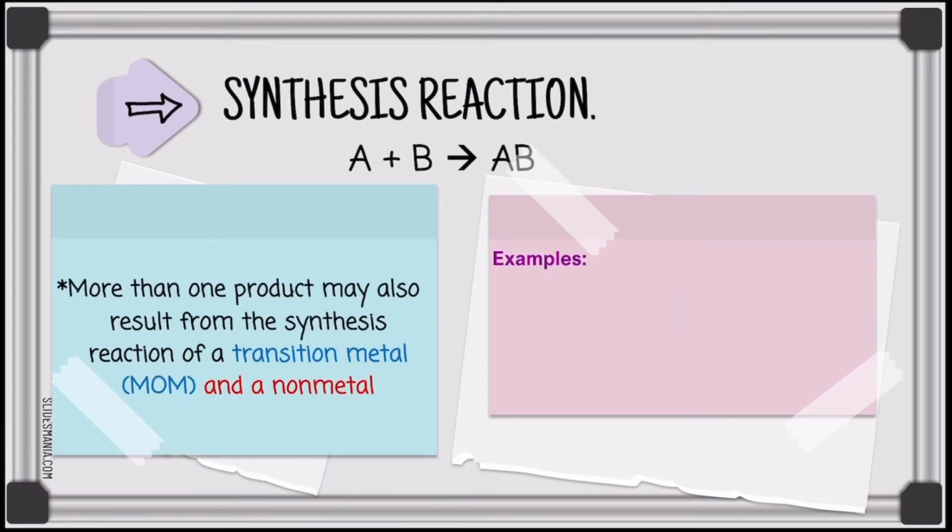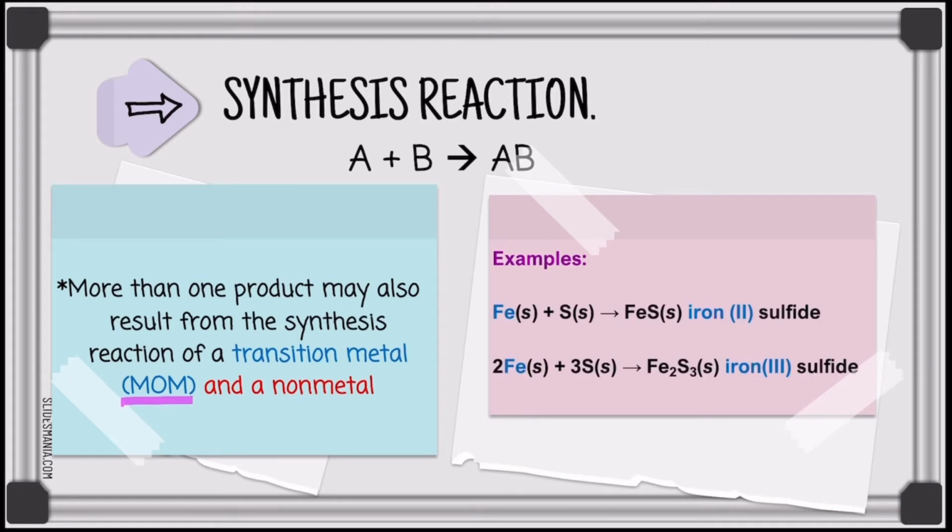Another example of a synthesis reaction occurs when combining a transition metal or a multiple oxidation metal and a nonmetal. When that occurs, more than one product can also be the result of this reaction. For example, when we combine iron and sulfur, we can obtain either iron(II) sulfide or iron(III) sulfide.